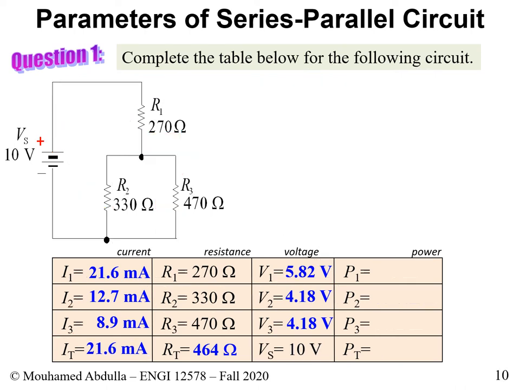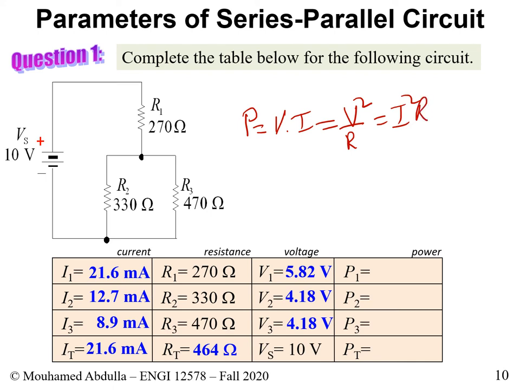What we have left at this point is to determine the power, P1, P2, P3, and the total power. And for that, like we said, we could simply use Watt's law. So Watt's law tells us that we have the three equations that we know. So P is equal to VI, that's the easiest one, or P is equal to V squared divided by R, or P is equal to I squared R. So you could use whichever you want.